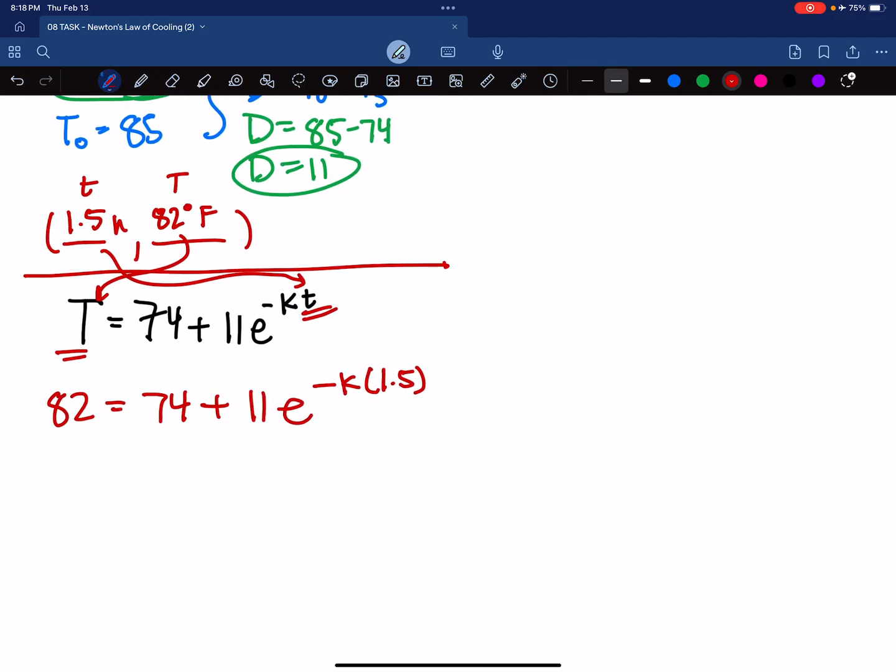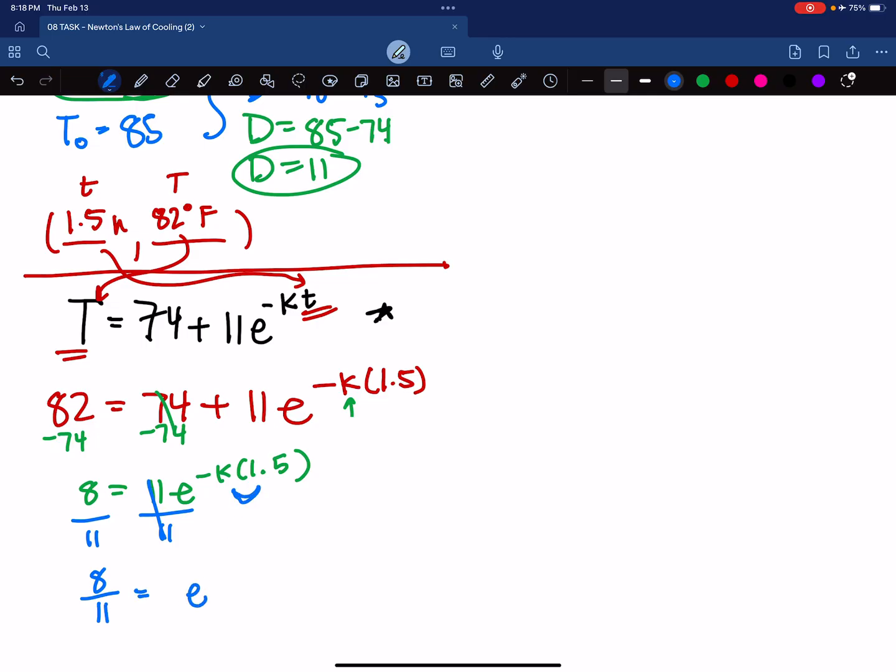All right, and I suppose you could skip this initial step here if you wanted to. Okay, guys, we're going to solve for k. First off, subtract 74. So that's going to be 8 equals 11e to the negative k multiplied by 1.5. Next step, divide by 11. 8 elevenths equals e, and maybe at this point I'm going to rearrange the exponent so it's a little easier to read: negative 1.5k. Now we apply the natural log function.